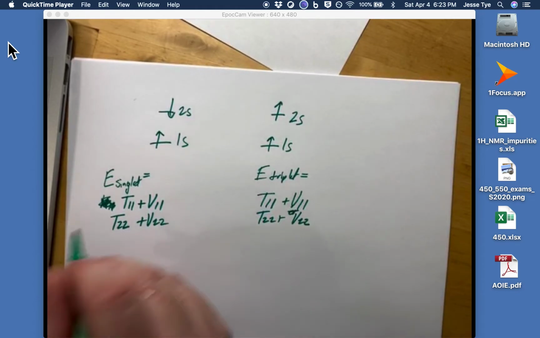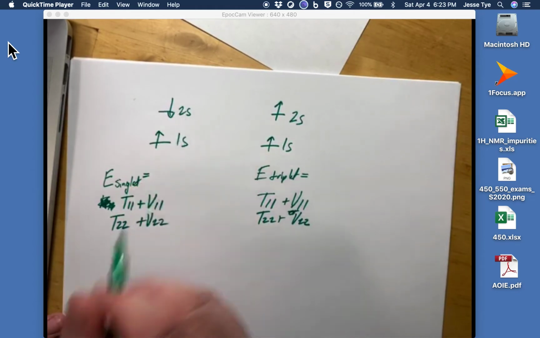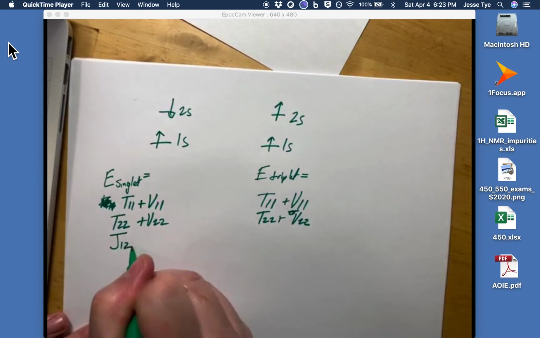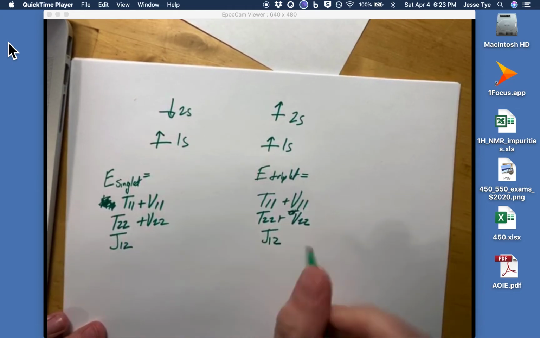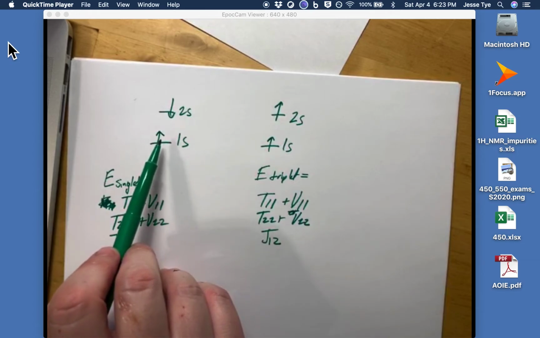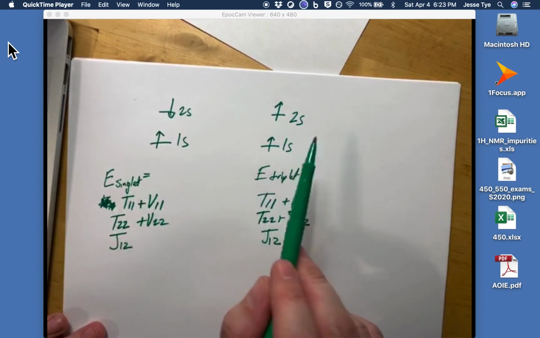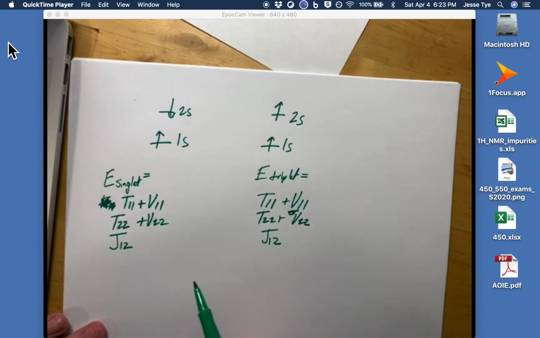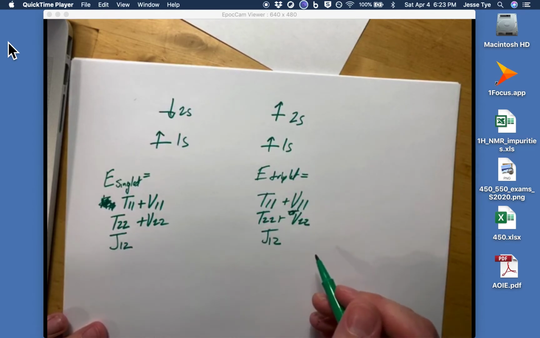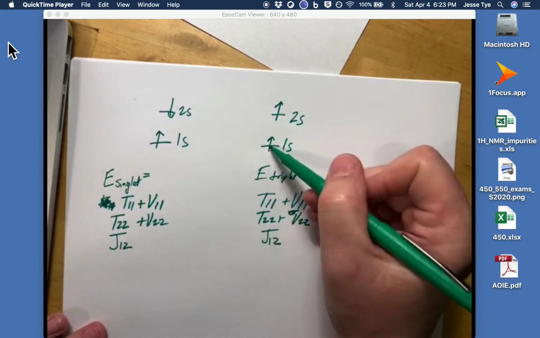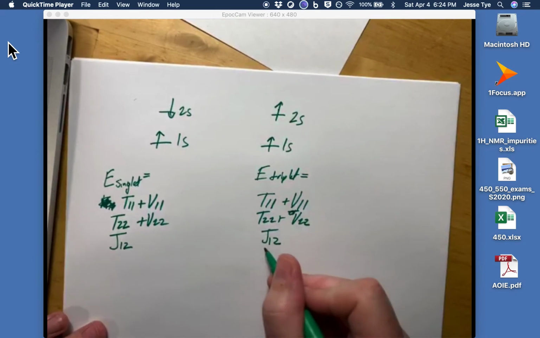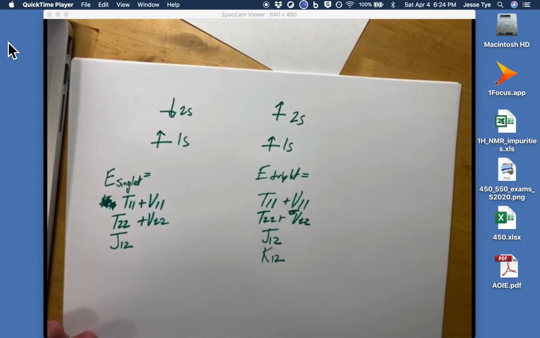All right, something else. There is an electron in a 1s and a 2s, so they'll have this J12. That's the repulsion between the 1s electron and the 2s electron. That's going to be the same. However, for the triplet, there's going to be one additional term. So this is an up electron, and that's an up electron. So we'll get a K12. And that is an exchange interaction because they're both up.